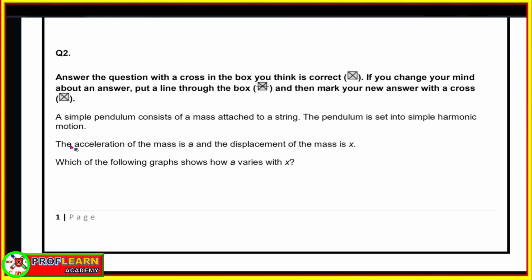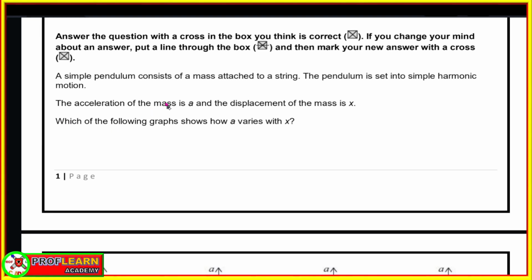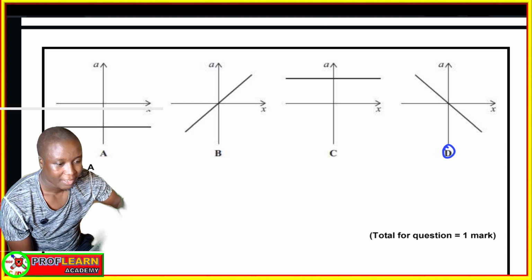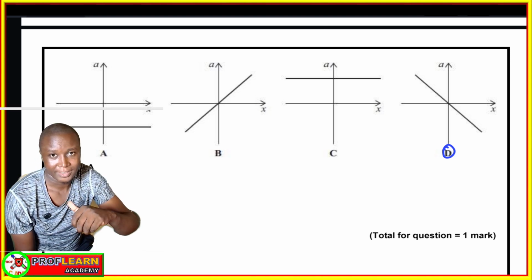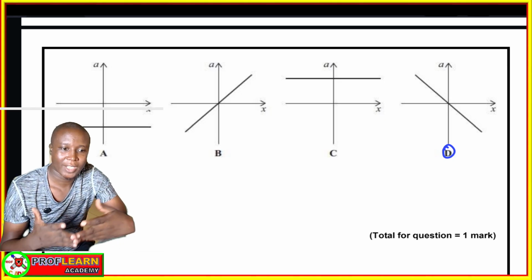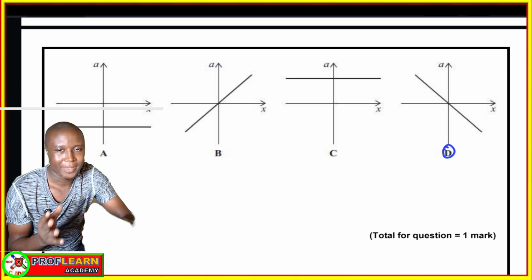There could be a question on a pendulum consisting of a mass. We are told the acceleration of the mass A and displacement is plotted. Which graph represents this? Remember, in simple harmonic motion, acceleration is directly proportional to displacement. However, something that you ought to remember is that it is acting in the opposite direction. So acceleration and displacement are directly proportional, but they act in opposite directions.